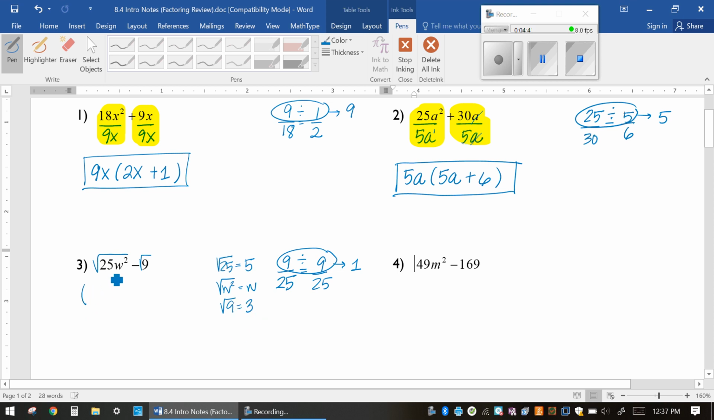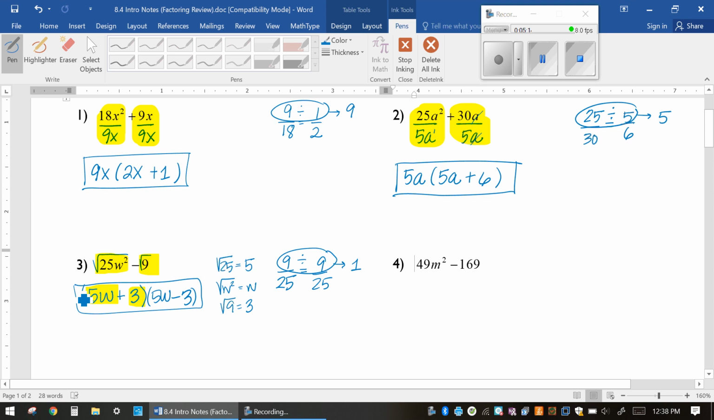So the difference of squares, take the square root of the first term. That would be 5w to the first power. Square root the second term, which is the square root of 9, is 3. Then make 1 plus, 1 minus. And that's how you factor a difference of squares.